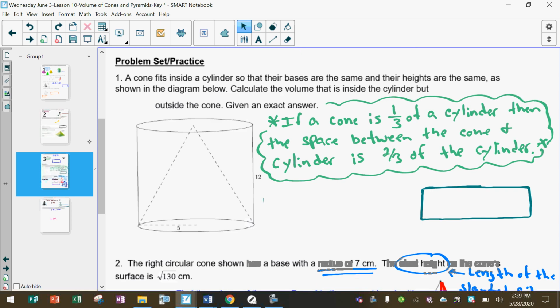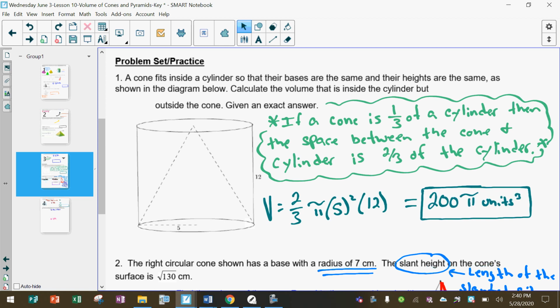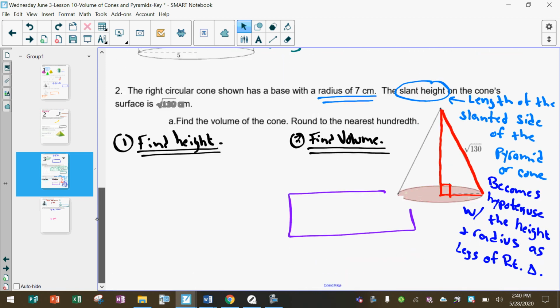A cone fits inside a cylinder so that their bases are the same and their heights are the same. Calculate the volume that is inside the cylinder but outside of the cone and give an exact answer. Now, since a cone is 1/3 of the cylinder, then the space in between the cone and the cylinder is 2/3 of the cylinder. So there's two options here. We can find the volume of the cylinder, find the volume of the cone, and then subtract them, or just do 2/3 of the cylinder and go to our calculator and get our answer all at once. Options. Life's all about options.